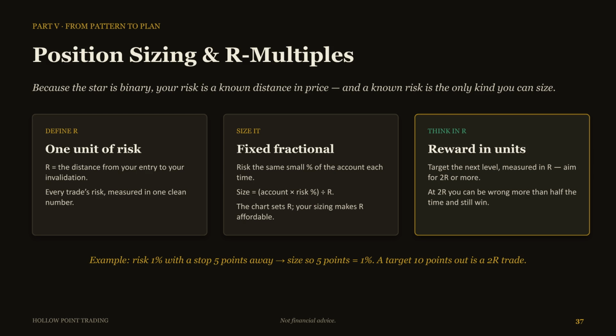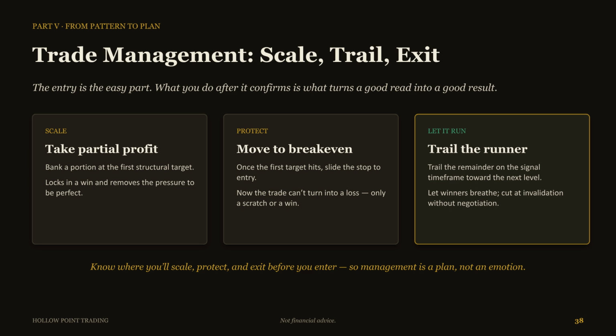Think in R multiples, aiming for 2R or more reward, which allows you to be wrong more than half the time and still profit. Trade management involves 3 stages: scaling out partial profit at the first target, protecting the trade by moving the stop to break even, and trailing the remainder of the position to let winners run. A plan, not emotion, should guide these decisions.